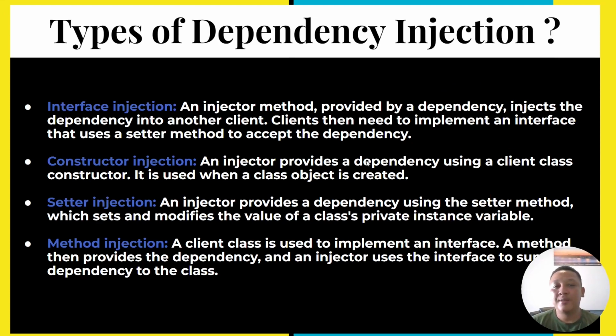So, what kind of dependency injection do you have? So, we have four main different types of dependency injection. One being interface injection, not as common. We have constructor injection, which is the most common, where we inject the dependency through the client's constructor. And then we also have setter injection and method injection. These are also very useful, but they're often not used very much. So let's look at a few examples.